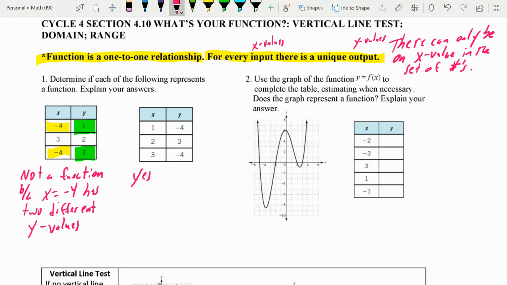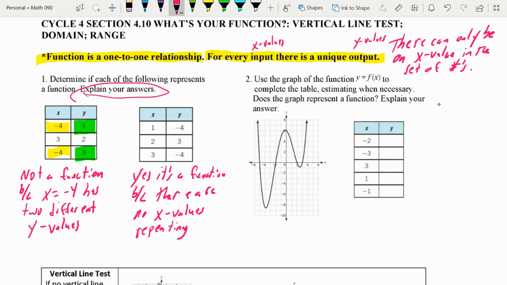So, yes, it's a function because there are no x values repeating. When they tell you to explain, you actually have to write this out. You have to explain the yes and the no part: yes, because; no, because.